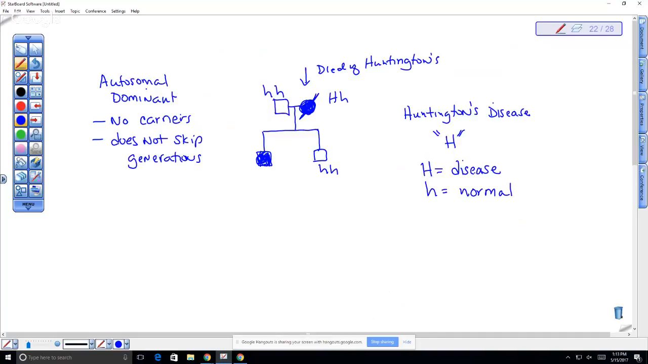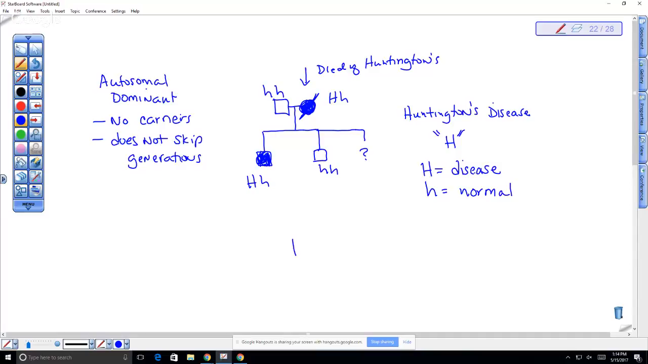Okay. How about this one? Could it be big H, big H? No, right? Because it has a parent that doesn't have it. Okay. So if they did have another child, since this is a late onset, what was the probability that that child would have the disease?